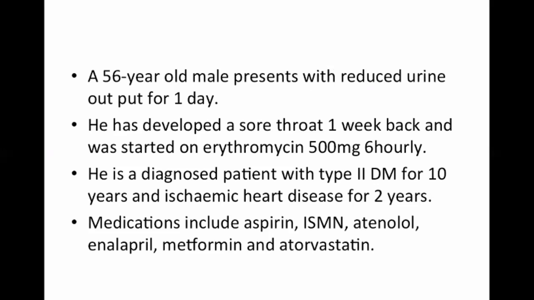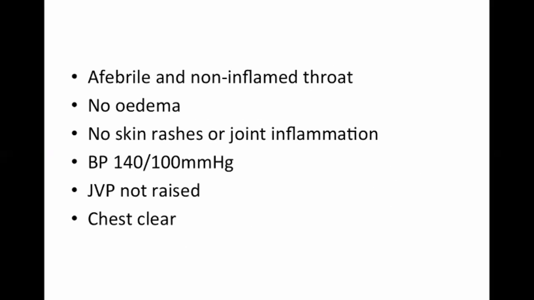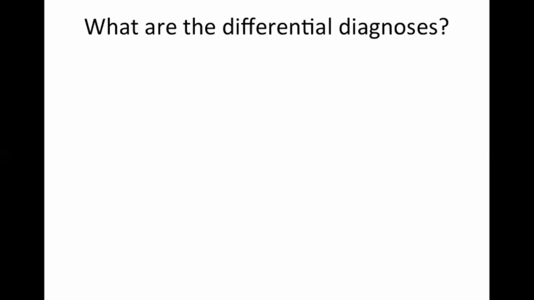Okay. So the problem is he has come with reduced urine output and he had a sore throat a week ago. On examination, he's afebrile and the throat was not inflamed. Edema was not there. There were no skin rashes. Blood pressure was high, 140 over 100, but we know he's a hypertensive patient. JVP not raised, chest was clear. What are the differential diagnoses here?